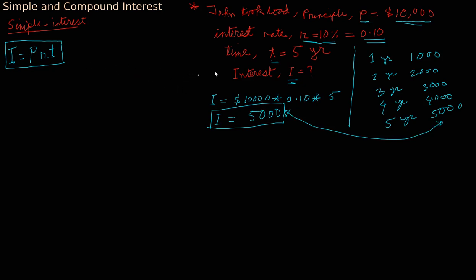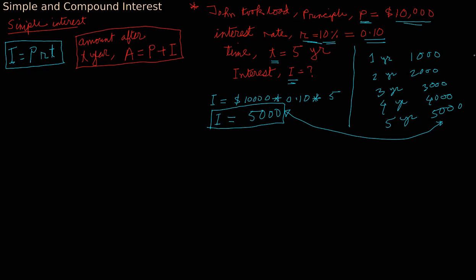Now what is the total amount of money he has to pay back after 5 years? If I use another symbol for the total amount after T years, A, what is my A? A is the principal plus the interest. That is the definition of the amount after T years. That's the money he has to pay back.